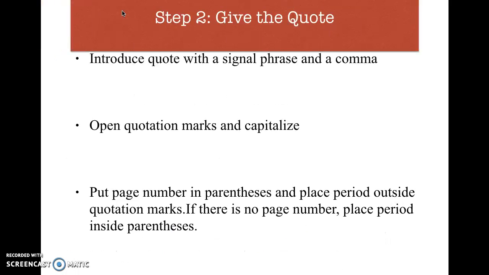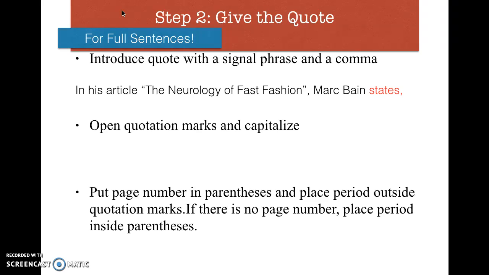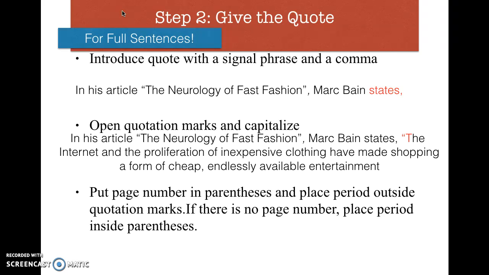How do we give the quote? Well, there's different rules for full sentences and for part of sentences. Let's look at the rules for full sentences. If the sentence is full, so it has a subject and a verb, again, we use a signal phrase and we have a comma afterwards. So here in the article, the neurology of fast fashion, Mark Bain, the author, states, and then a comma. We follow up the comma with quotation marks and a capital letter. So states, comma, open quotation marks, capital letter. That's how we quote full sentences.